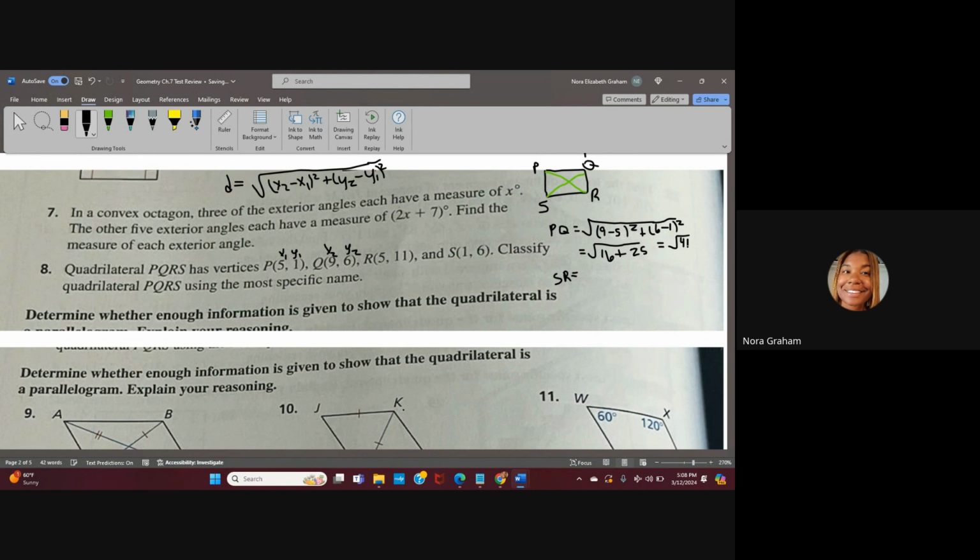All right, and you want to sit there and do that for each one. I'm just going to do SR really quick, and then PS and QR will give you the answers, but you should try to work them out by yourself as well. Okay.